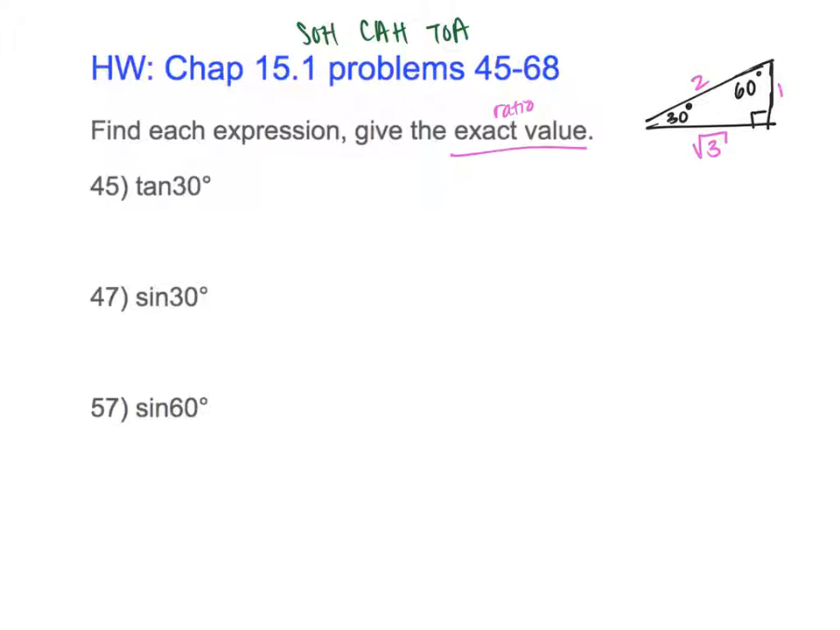So now that I have all my sides, I'm going to find tangent. Tangent is opposite over adjacent.